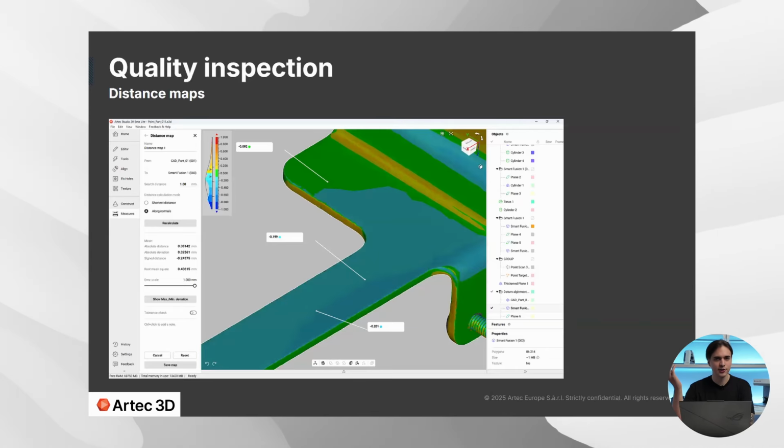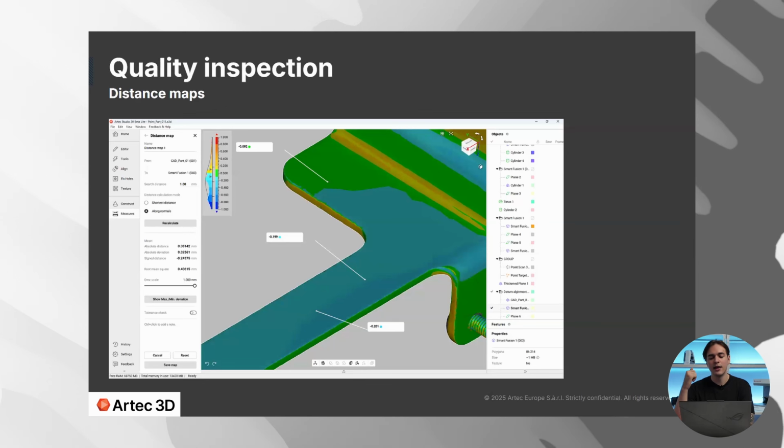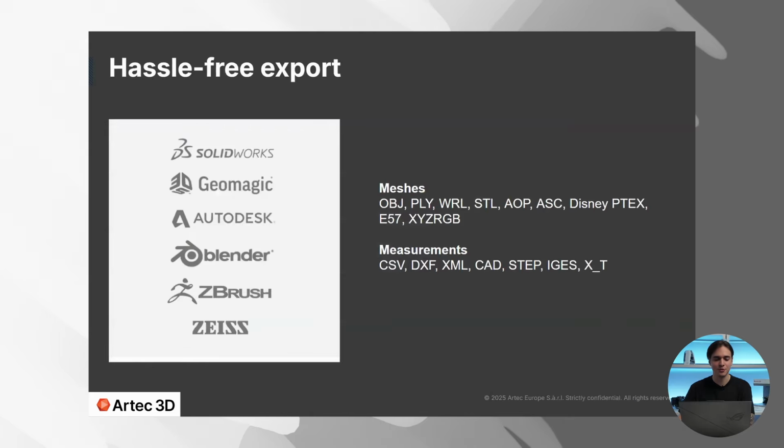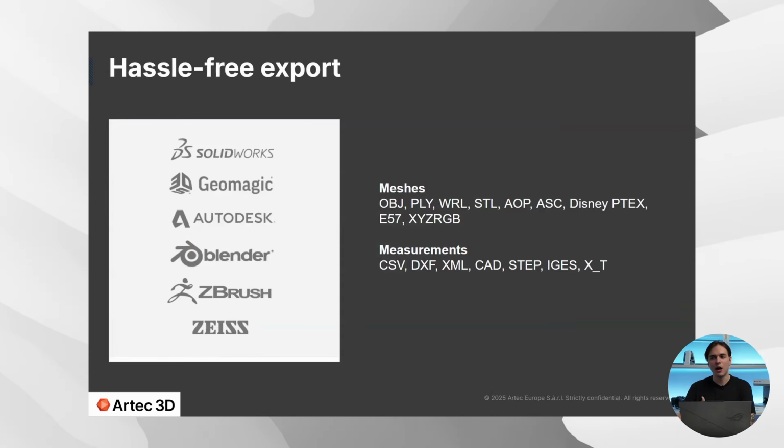So this can be used, for example, if you're running a 3D printing shop, let's say, and you're 3D printing parts, and then you would like to compare your 3D printed part to the reference model that has been actually used for production. So if that use case is suitable for you. So to sum up this part, we have a hassle-free export as well, and Artec Studio comes as an all-in-one solution with it.